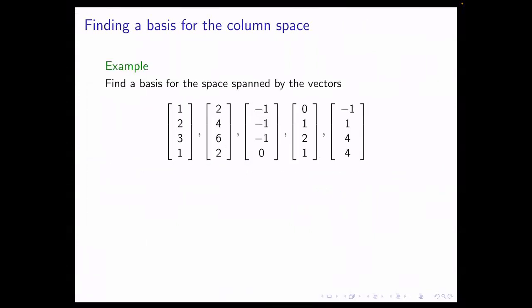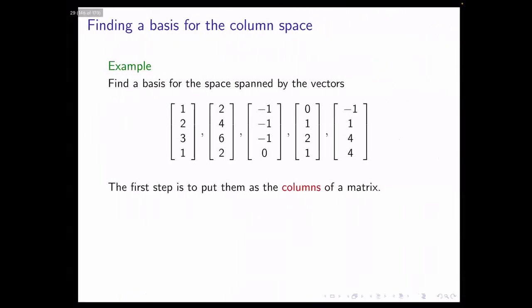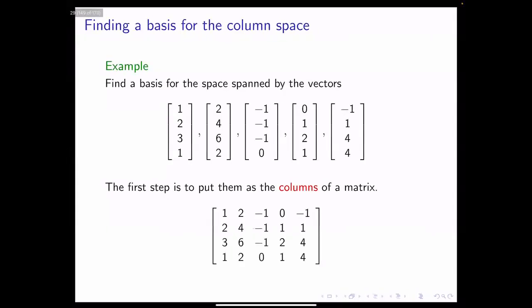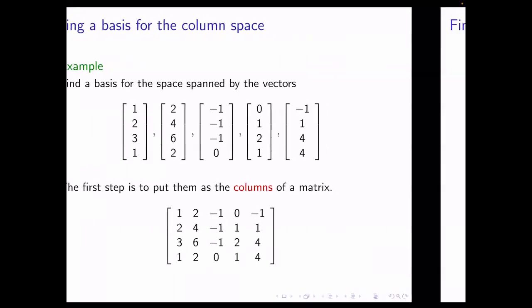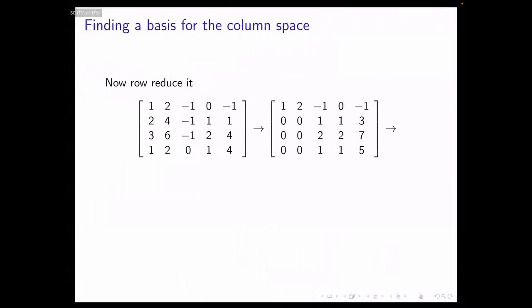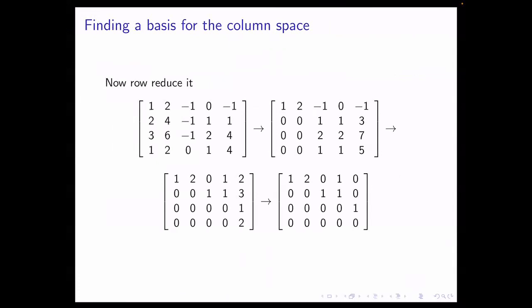So let's take an example. Find the basis of the space spanned by these five vectors with four components each. Clearly some of them will be redundant, because we expect four vectors to be a basis in four-dimensional space. The first step is to put them in the columns of a matrix like this, keeping the same order. And now row reduce it. This is the standard procedure, you know how to do it: the first step, second step, third step. So that's the row reduced matrix.